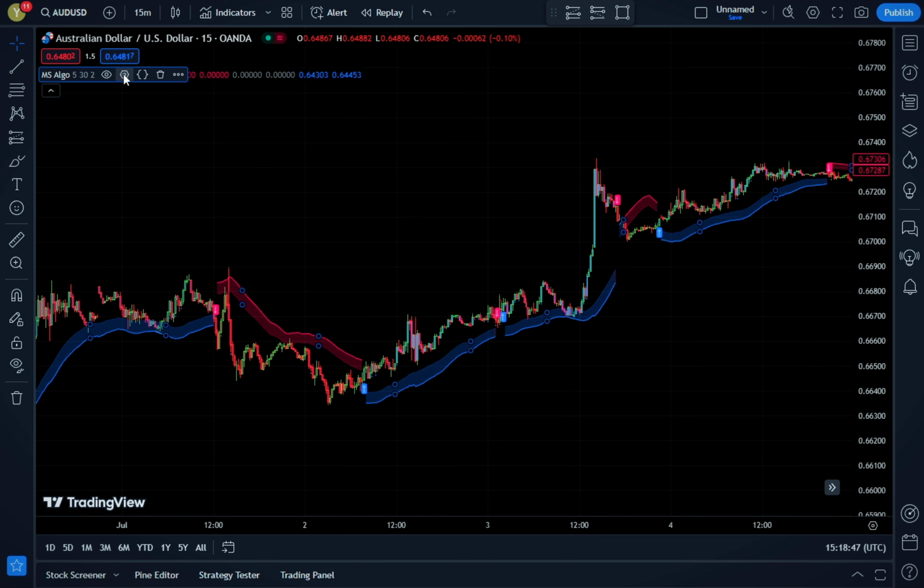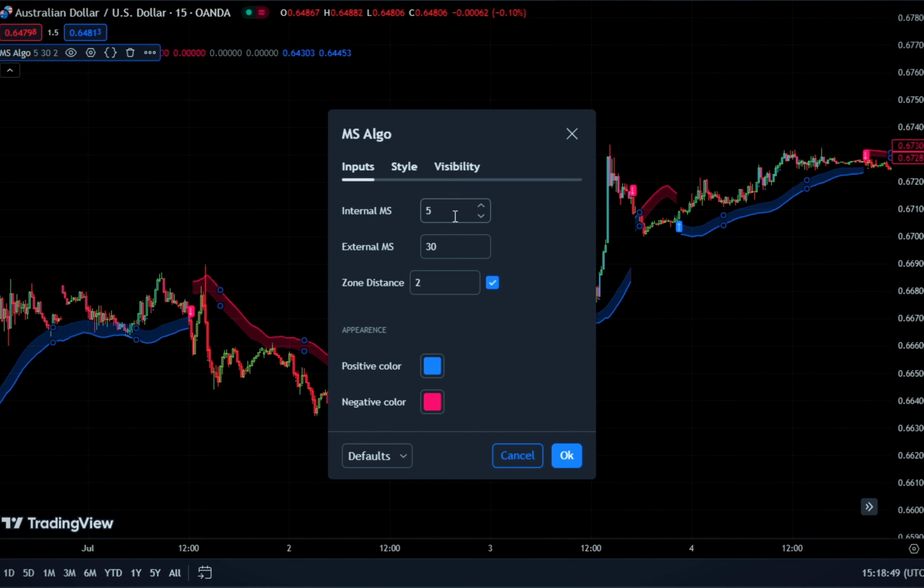In the Input tab, change the internal market structure to 16. Then, also change the external market structure value to 21. For the zone distance, change the value to 2.5. After that, go to the Style tab. In the Style tab, uncheck all the boxes for the indicator. Once done, click OK to confirm the changes.